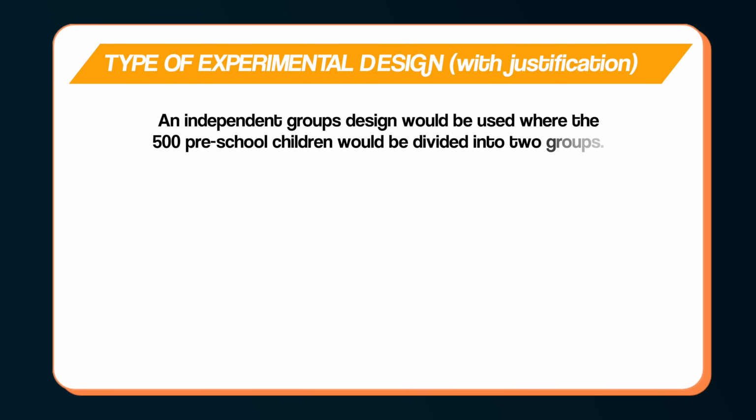First of all, we write about the type of experimental design with justification. There are 3 options when it comes to experimental designs: repeated measures, independent groups, and matched pairs design. It doesn't matter which one you pick for this question, but whichever one you pick, you're going to need to give a reason. So we could write, an independent groups design would be used where the 500 preschool children would be divided into 2 groups.